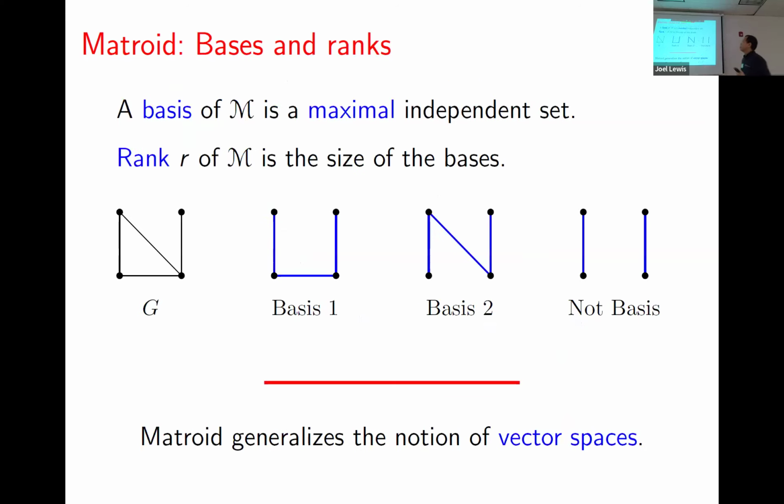And following that idea, just like in linear algebra, what's a basis? A basis is a maximal independent set, and that is the same for a matroid. And the rank of a matroid is simply the size of the largest independent set, just like in linear algebra. It can be shown that this rank is well defined, in the sense that any maximal independent set has the same size.